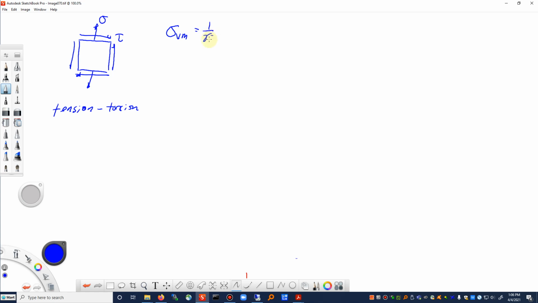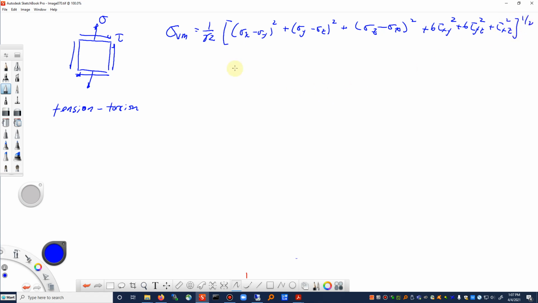Von Mises yield criterion looks like this: 1 over the square root of 2. We have the differences among the normal stresses squared. So sigma x minus sigma y squared, sigma y minus sigma z squared, sigma z minus sigma x squared. And then we have 6 times each of the shearing stress components squared. All of that to the 1/2 power, and then we divide it by the square root of 2.